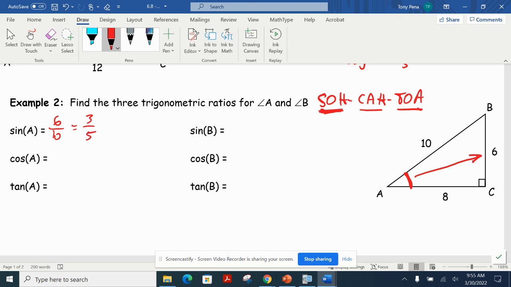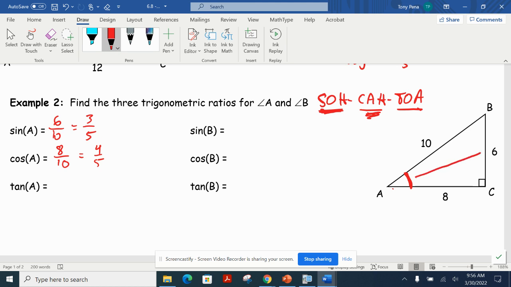Okay. All right, cosine of angle A. Tomas, what'd you get for the cosine of angle A? Good. 8 over 10. Cosine is the adjacent side of angle A. That's 8. And the hypotenuse, which is the 10. All right, so 8 over 10. If we reduce that down, we would get 4/5. All right, tangent of angle A. Ella, what'd you get?